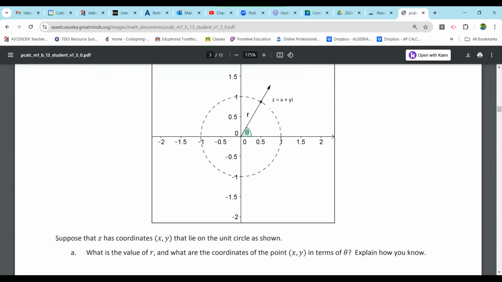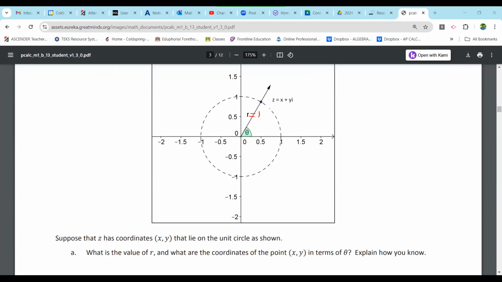So we now know, since I know this is a unit circle, what is the value of r? So I now know that this is equal to 1 because it's going to touch anywhere on that circle. It's always going to be 1. So the modulus doesn't move. It's what makes it a unit vector.